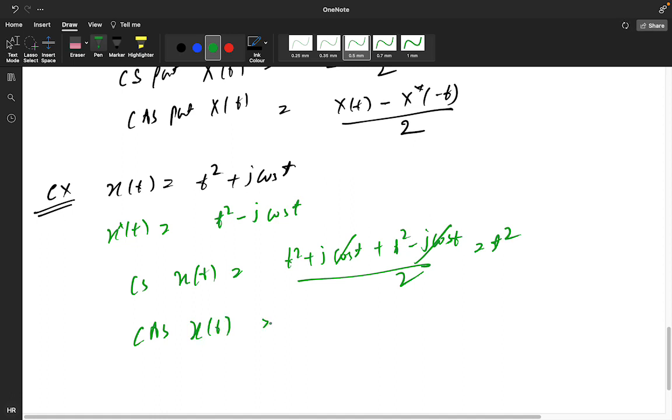For x of t, both will get subtracted. So you will get t square plus j cos t minus t square plus j cos t, since minus minus will become plus, divided by 2. You will get j cos t.